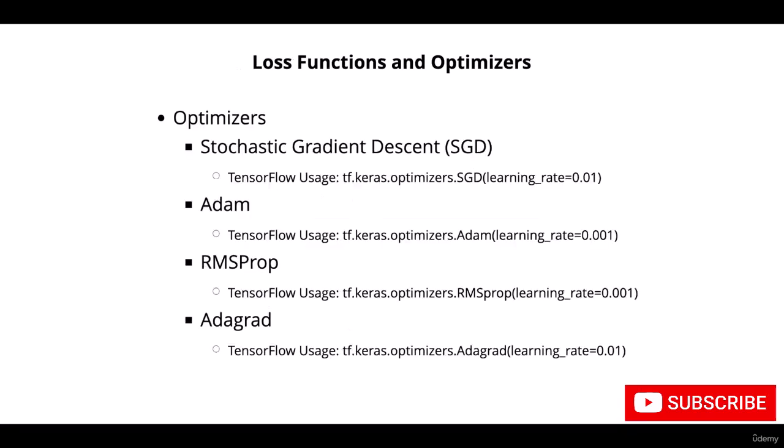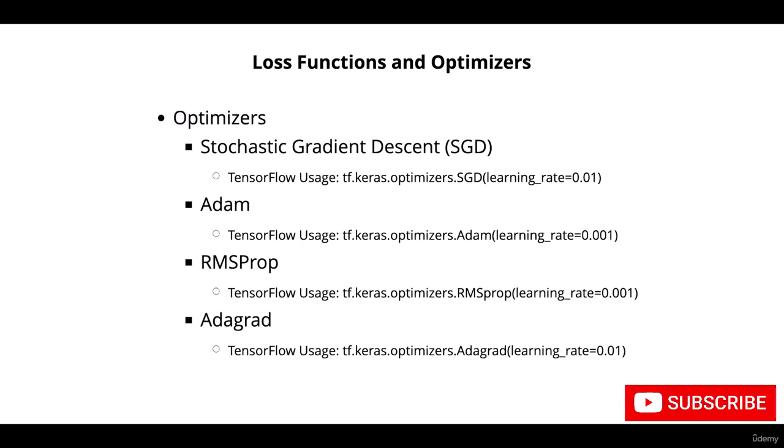Optimizers. Optimizers are algorithms used to minimize the loss function by updating the model's parameters, weights and biases during training. They adjust the parameters in the direction that reduces the loss, thereby improving the model's performance. Common optimizers are stochastic gradient descent, which is SGD, which updates the parameters based on the gradient of the loss function with respect to each parameter. It is a basic optimization algorithm used in neural network training. TensorFlow usage is tf.keras.optimizers.SGD, learning rate equal to 0.01.